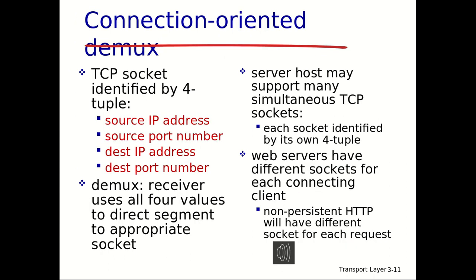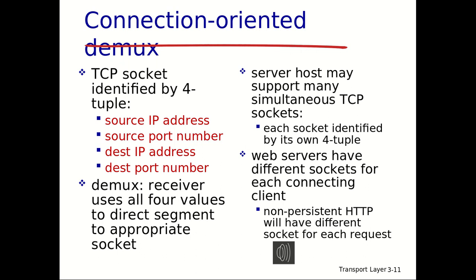Now this is something that we discussed in class as well. Moving on from connectionless to connection-oriented demultiplexing, the TCP socket itself is identified by four different pieces of information which are called a 4-tuple: the source IP address, the source port number, destination IP address, and the destination port number. The demultiplexing action carried out by the receiver uses all four values to direct the segment to the appropriate socket. The server host may support many simultaneous TCP sockets, that is multiple different applications or processes which are using TCP protocol, and each of these can be identified by its own 4-tuple information.